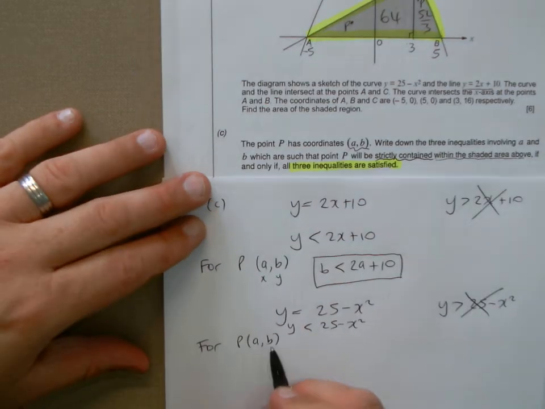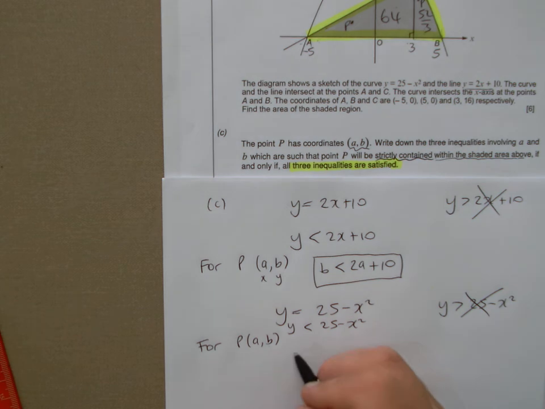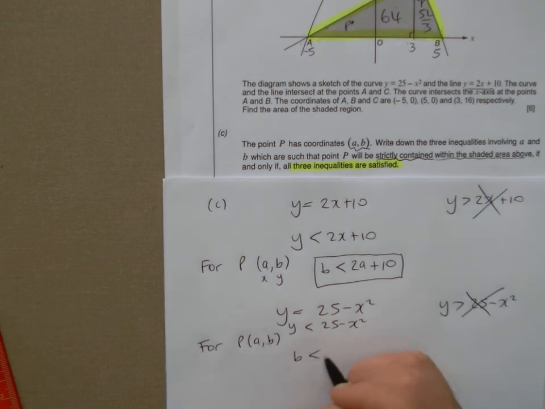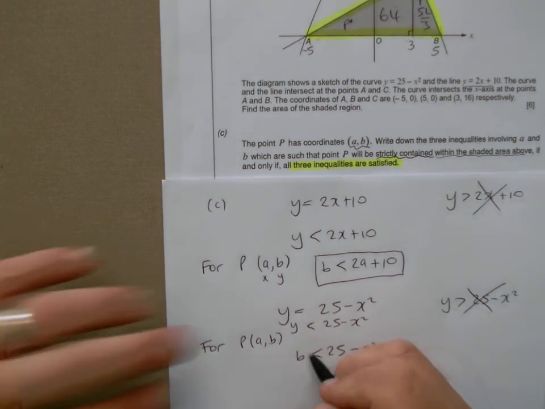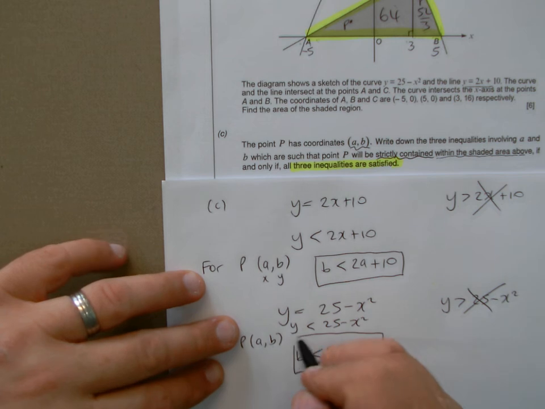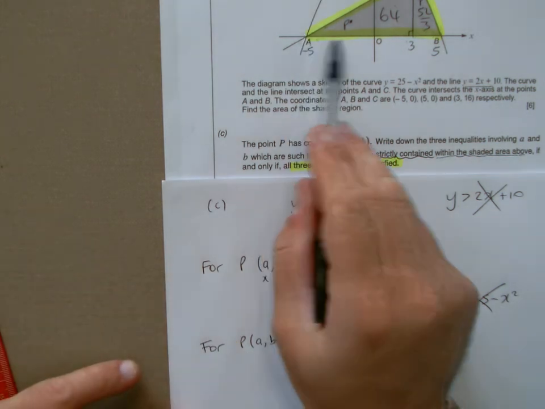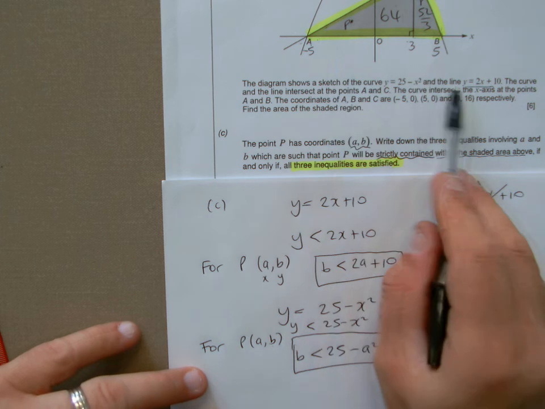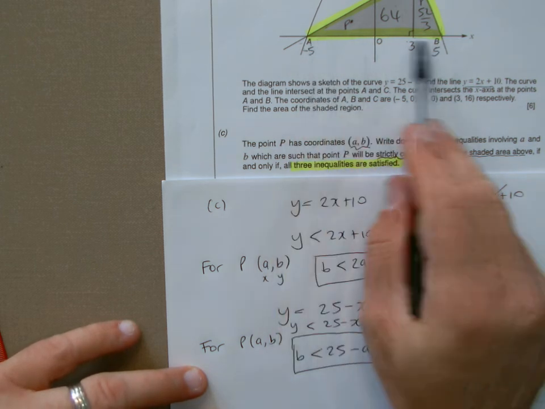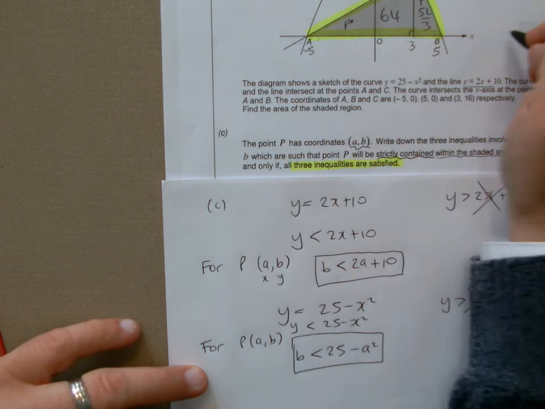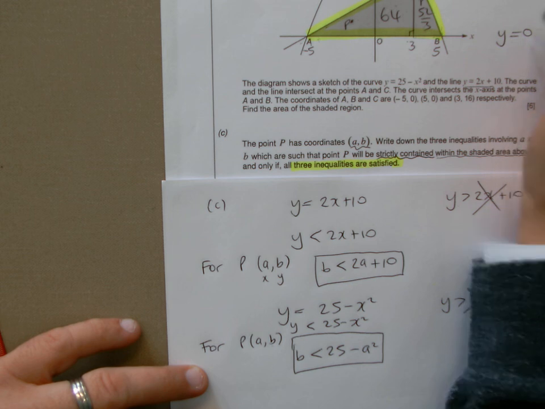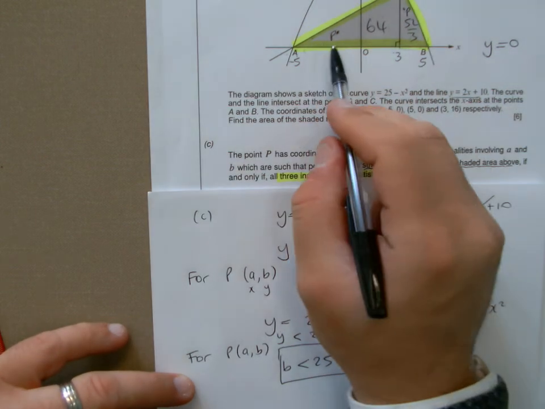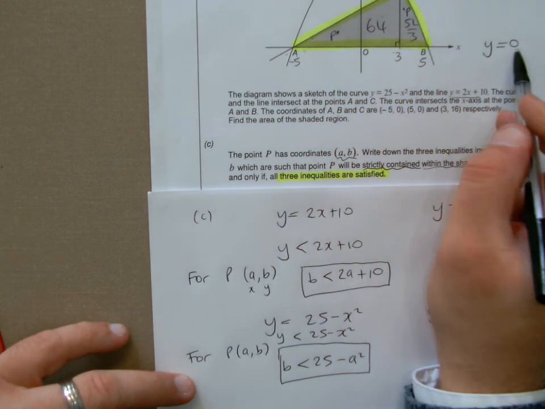So for this point (a, b), we're going to have b, which is my y value, less than 25 minus a squared. So we've got our second inequality. My final inequality is based on that line there, yeah? Now that line is not given to us here. We should know what that line is. On that line, of course, y is always equal to 0. If you think about it, every coordinate there, y is 0.